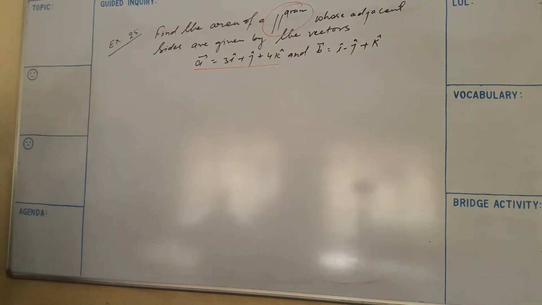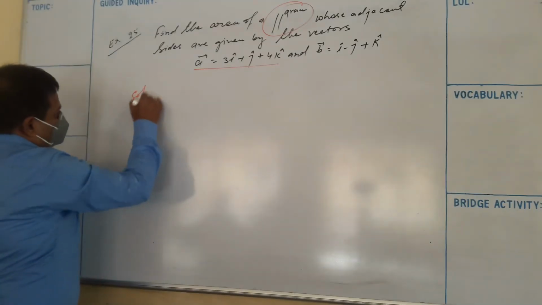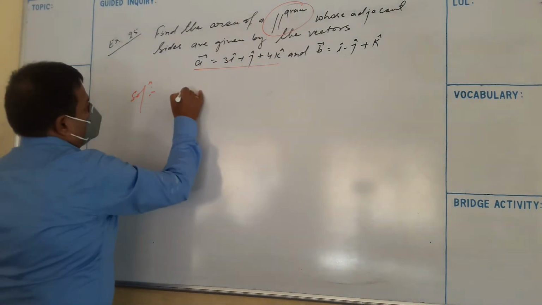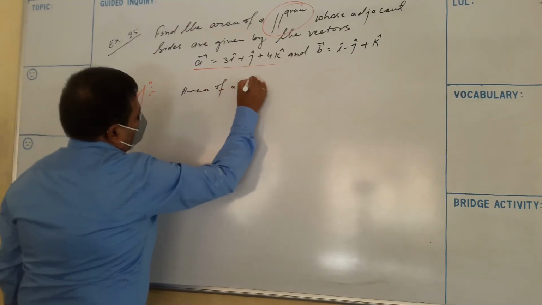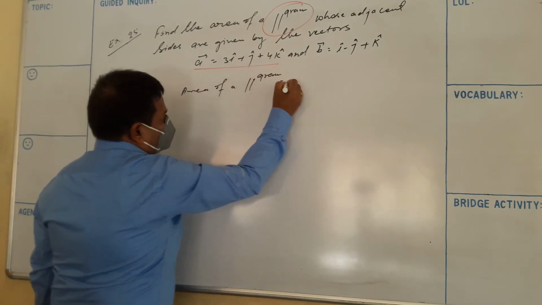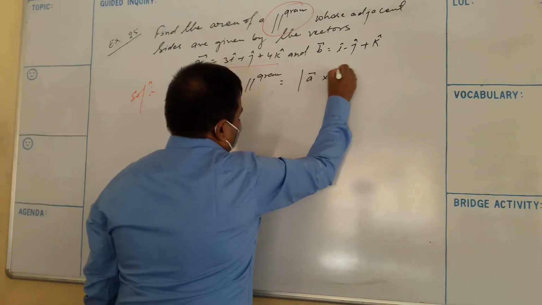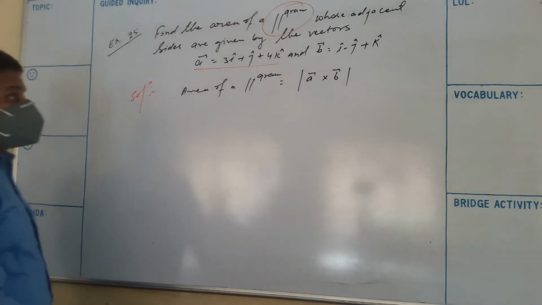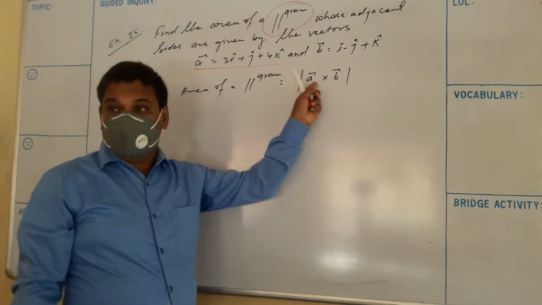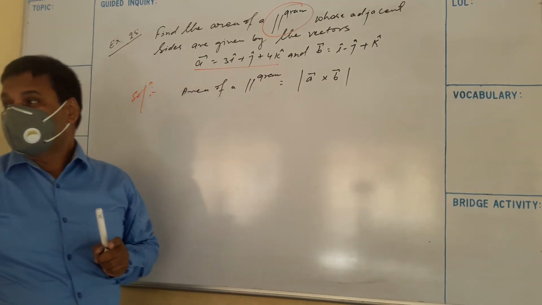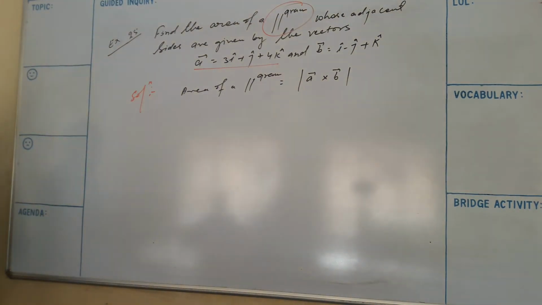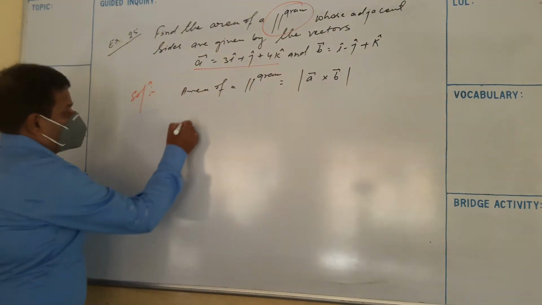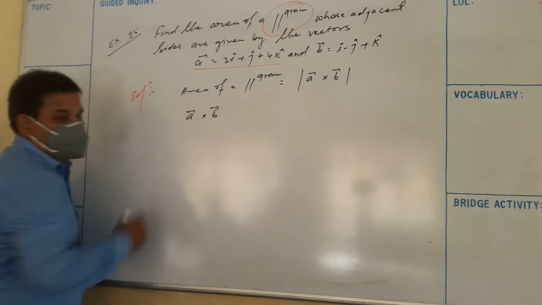Okay. Clear? So what is the formula? Area of a parallelogram is equal to mod of vector A cross vector B. This is the formula. So before finding the area, what you have to find out? Vector A cross vector B you have to find out. So vector A cross vector B.